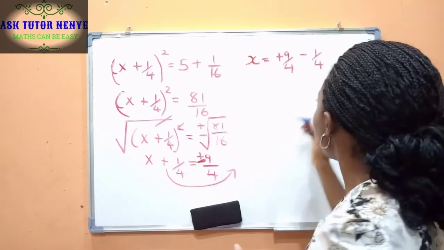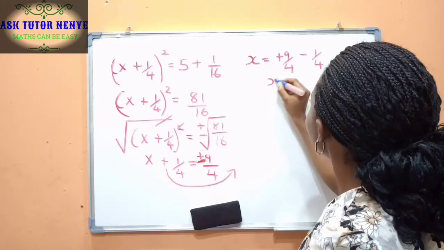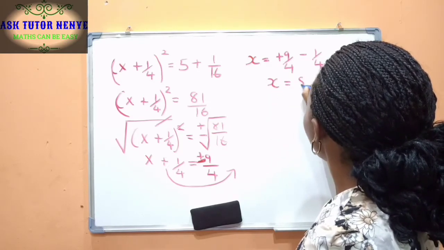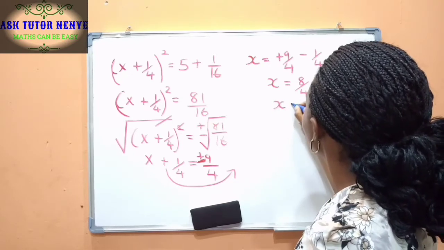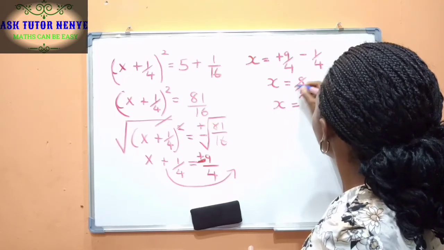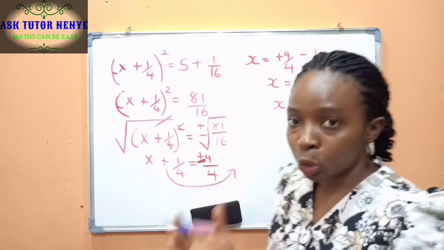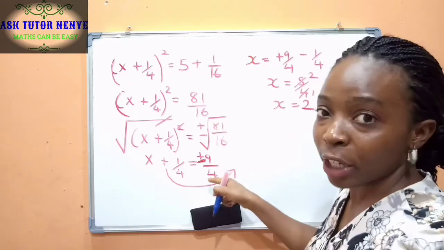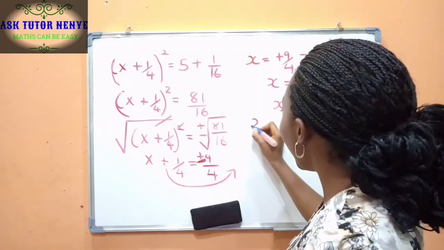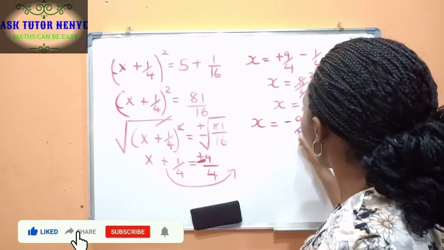So when we get this, we can now simply solve. We are going to have x equals 8 over 4. 4 goes into 4 once, and 4 goes into 8 twice. So x equals 2. So how about the minus? Now let's solve for minus 9 over 4. So we're going to have x equals minus 9 over 4.